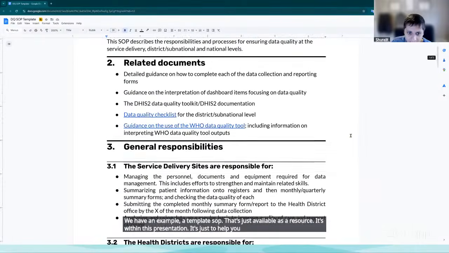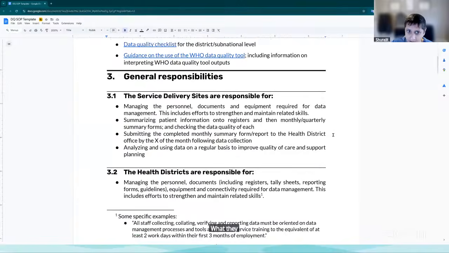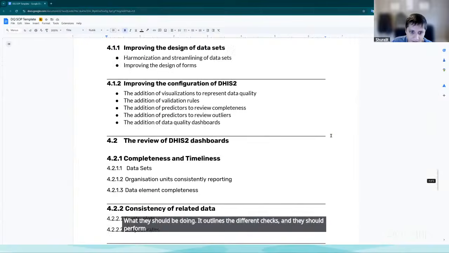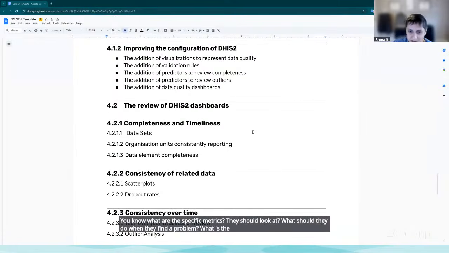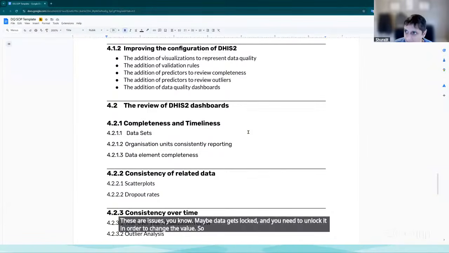It just outlines the responsibilities of different levels, what they should be doing. It outlines the different checks that they should perform at the bottom here. What are the specific metrics they should look at? What should they do when they find a problem? What is the procedure for contacting someone to fix these issues? Maybe data gets locked and you need to unlock it in order to change the value. So what is the challenge there?